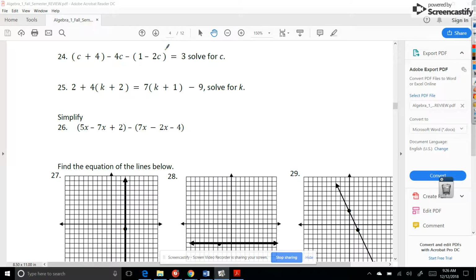Okay, let's go back to some solving equations. So this equation says we're going to solve for c. There's our variable. We see it's a couple times in this equation. So the first thing I see is that I am subtracting this entire quantity right here inside of my parentheses. So c plus 4 minus 4c, and I'm subtracting 1, and then I'm subtracting negative 2c.